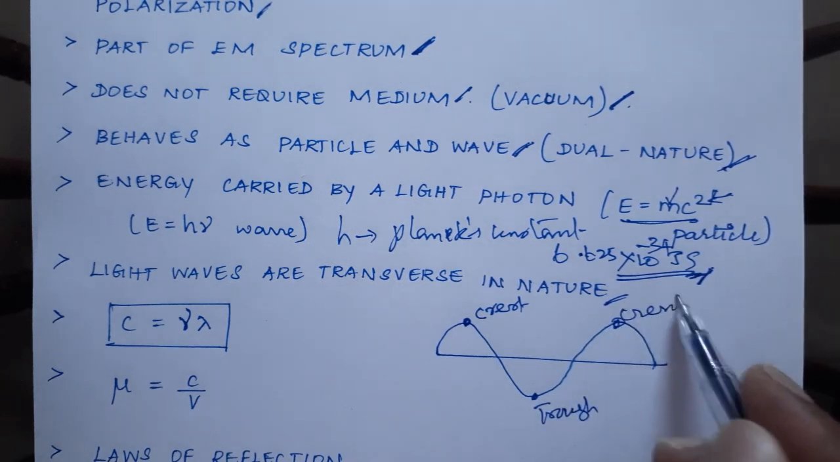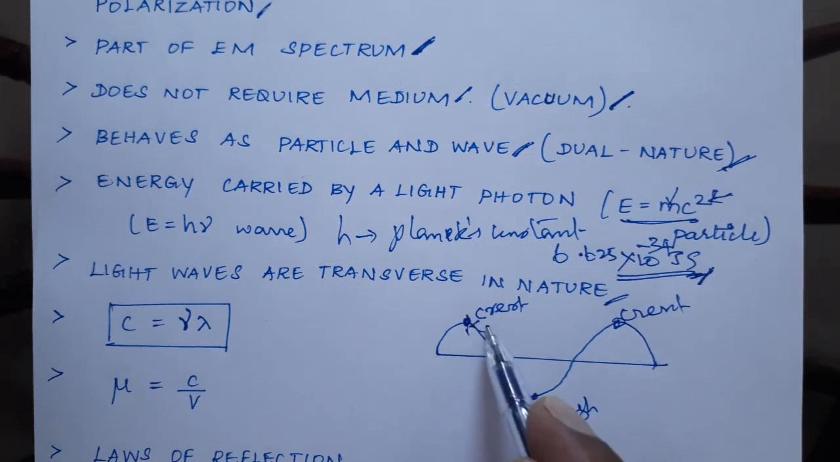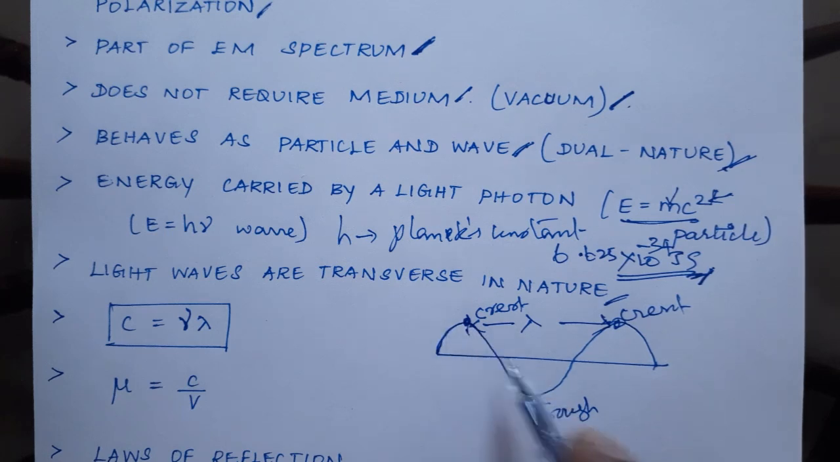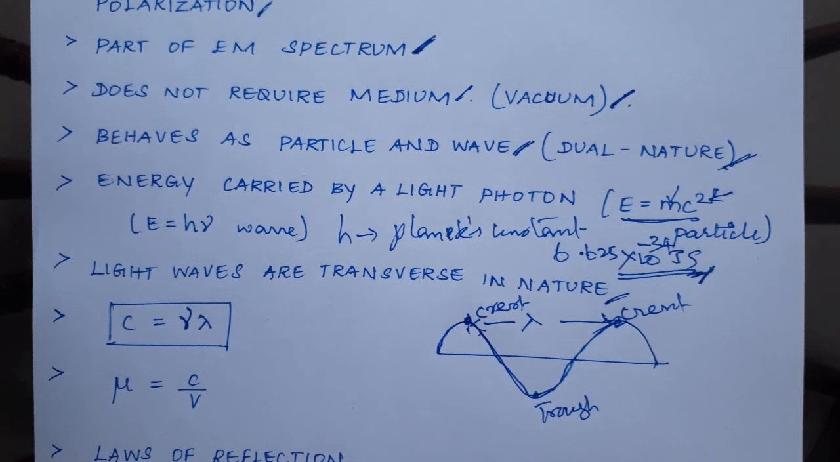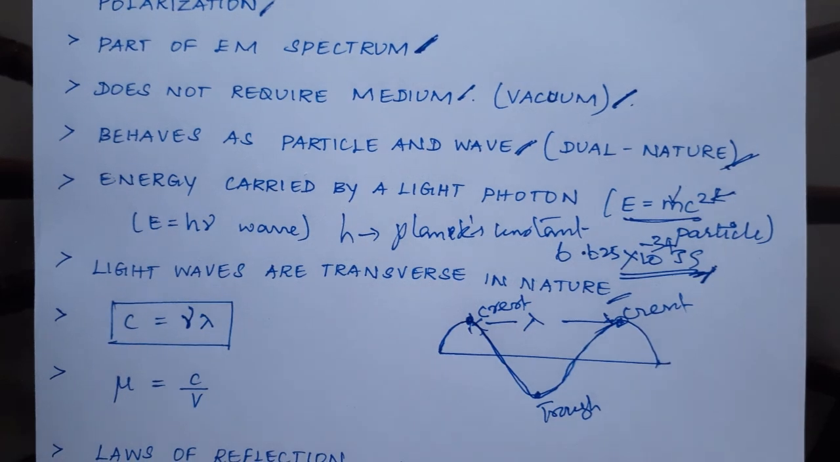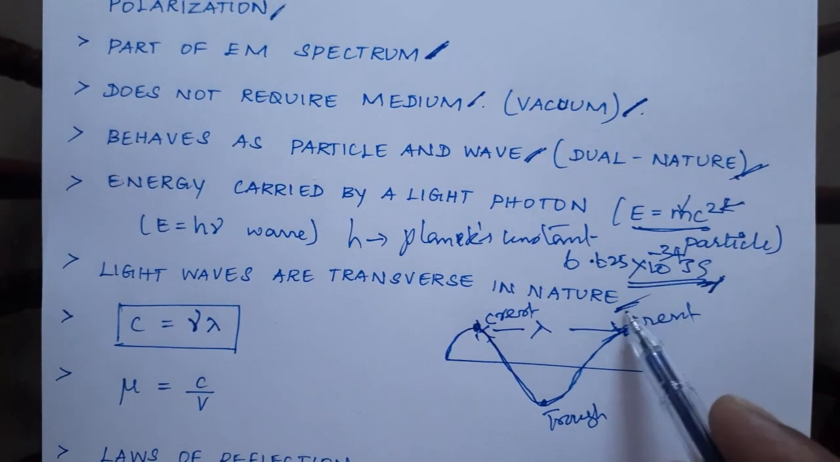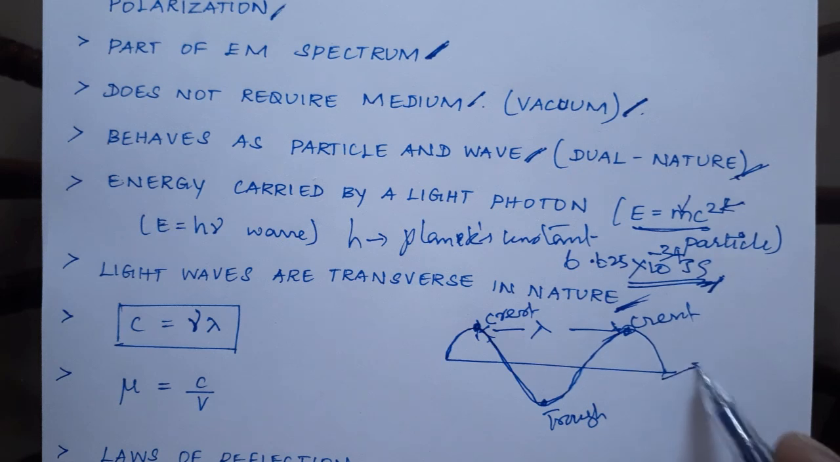The distance between two consecutive crests is the wavelength. That means the vibration of the particles is at right angles to the direction of motion of the wave. Vibration of the particles is at right angles to the direction of propagation of the wave. Those waves we call transverse waves. So here light waves are transverse in nature. While discussing sound, we will discuss in detail these transverse waves and longitudinal waves elaborately.